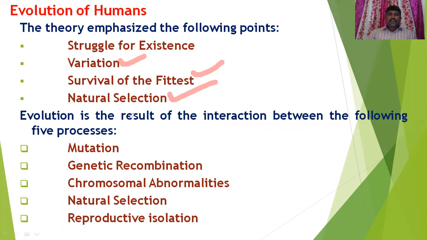Evolution is the result of the interaction between the following five processes: mutation, genetic recombination, chromosomal abnormalities, natural selection, and reproductive isolation.